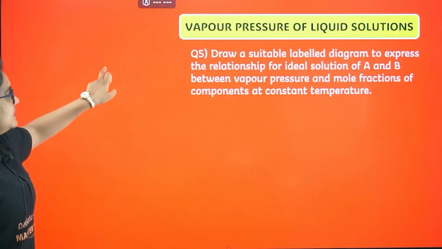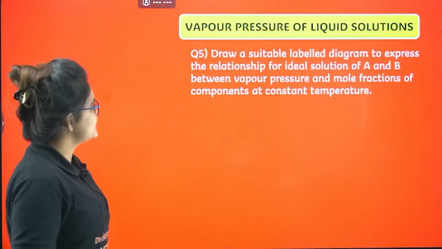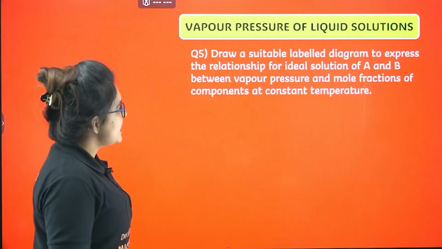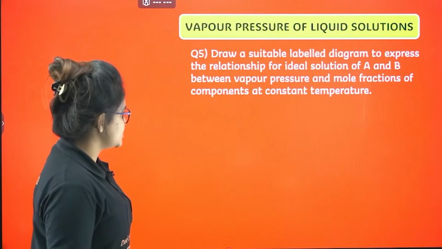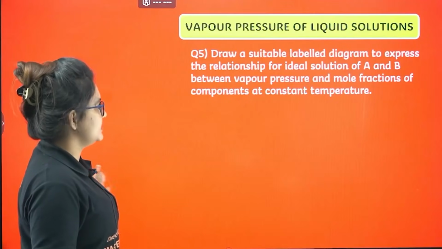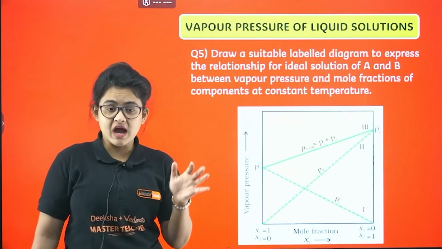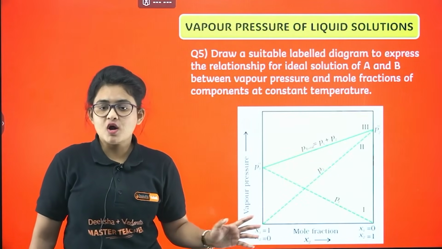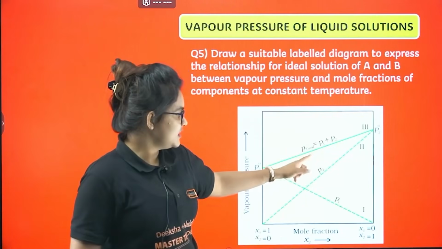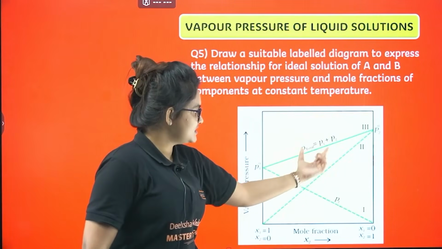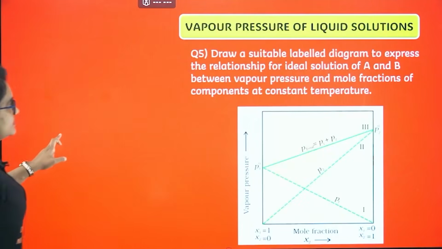Let's proceed further. Okay, so now they are asking: draw a suitable labeled diagram to express the relationship for an ideal solution of A and B between vapor pressure and mole fraction of the component at constant temperature. Basically they are asking to draw the diagram for the ideal solution in accordance with Raoult's law. Okay, so here you can see vapor pressure versus mole fraction like this. If you join this intercept, you will get the total pressure. Okay, that's it. Let's proceed.